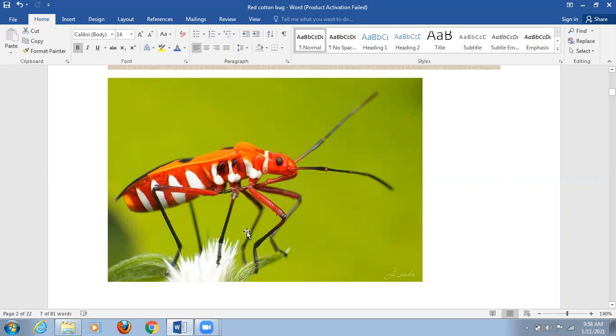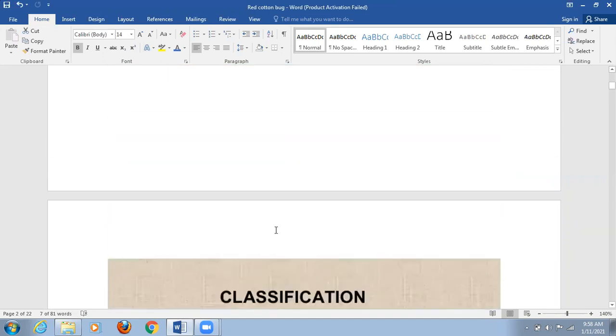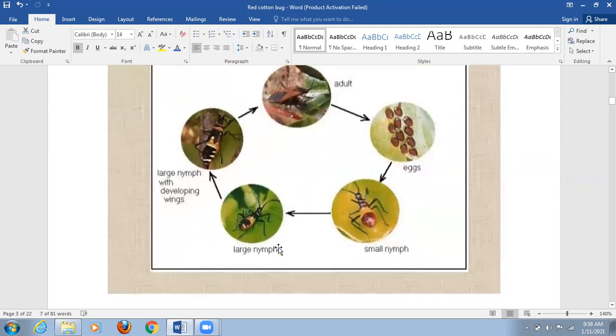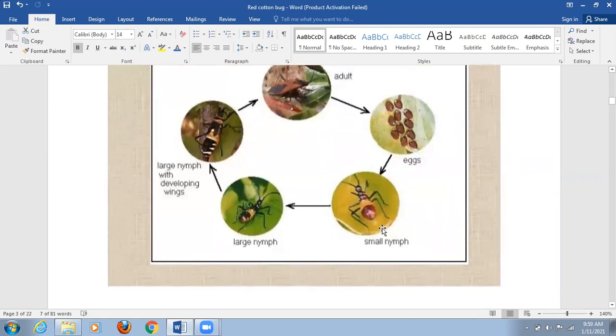Then the nymph is smaller than the adult. If we look at the nymph, first try to understand what is meant by the nymph. These are the small nymphs and these are the large nymphs. Nymphs are those animals which come from the eggs. After hatching of the eggs, the structure is known as the nymph. So nymphs are smaller than the adults and they are wingless.